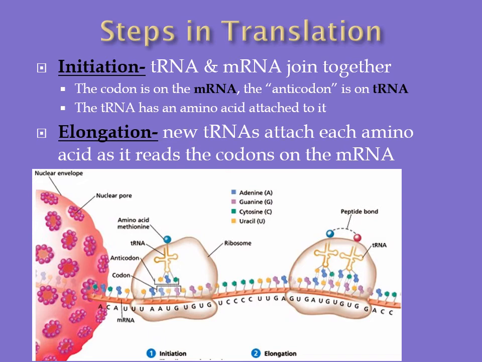So in translation, we're going to take the RNA message that we transcribed during transcription, and we're going to translate it, or turn it into a protein. And we're going to talk about just a couple steps of translation to see how this takes place. The first part is called initiation, and this is going to be where a tRNA molecule and the mRNA molecule join together. So the codon that we were talking about, remember, that's on the mRNA molecule.